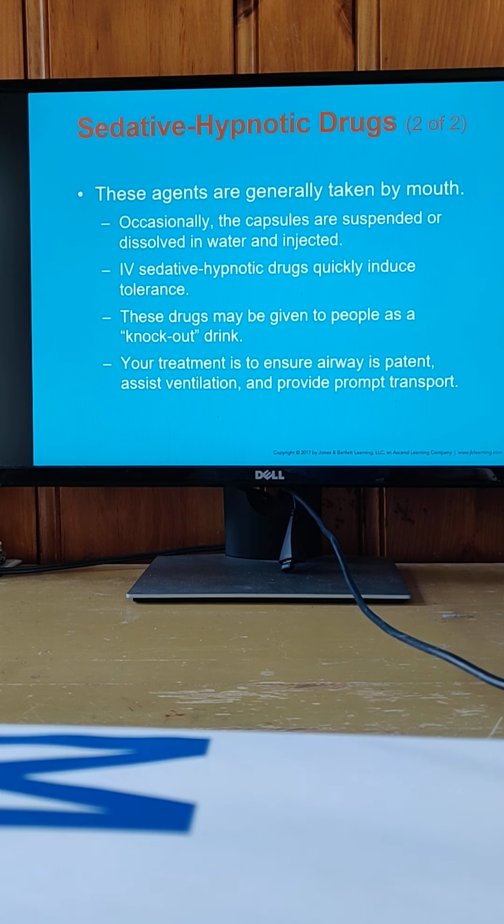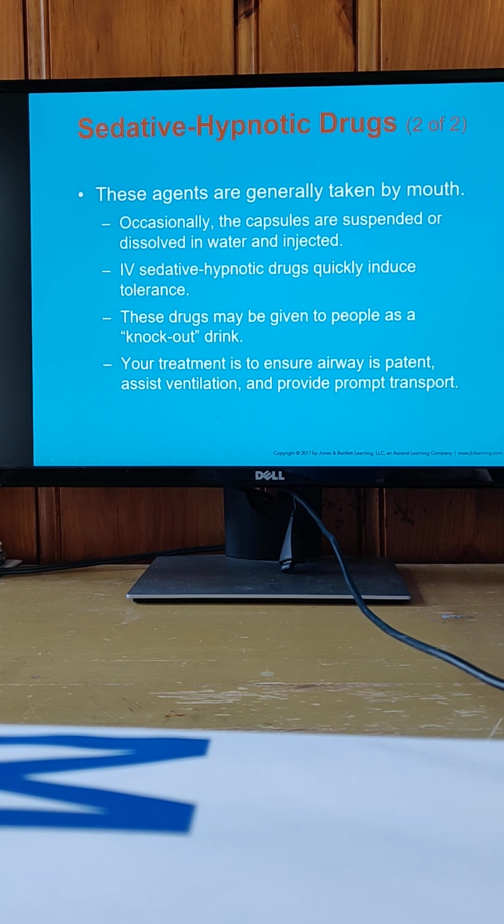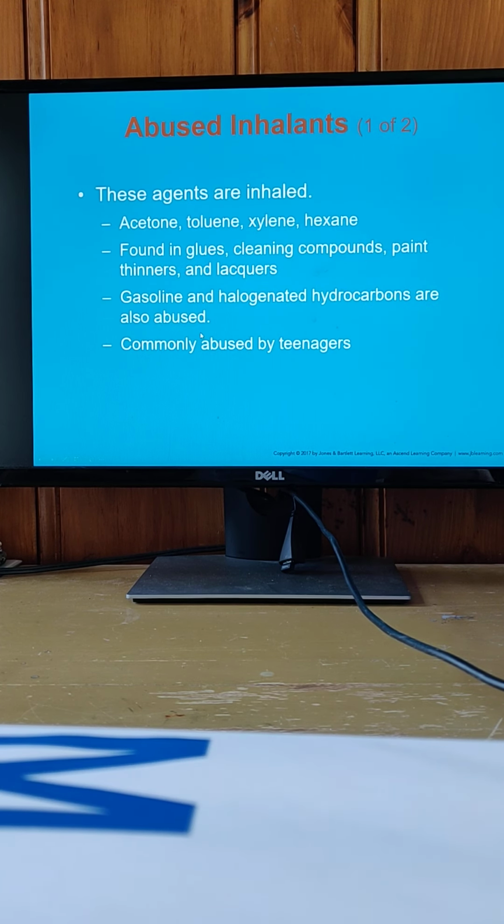IV sedative drugs quickly induce tolerance. These drugs may be given to people as a knockout drug. Your treatment is to ensure the airway is patent, which is secure, assist with ventilations if needed, and provide quick transport. Okay. Abused inhalants, I talked about that.